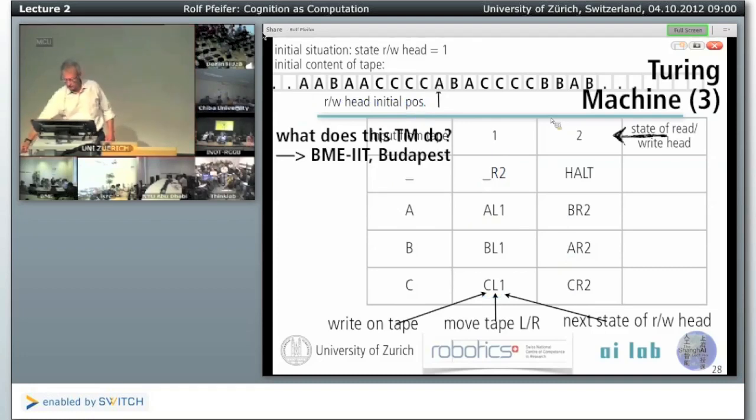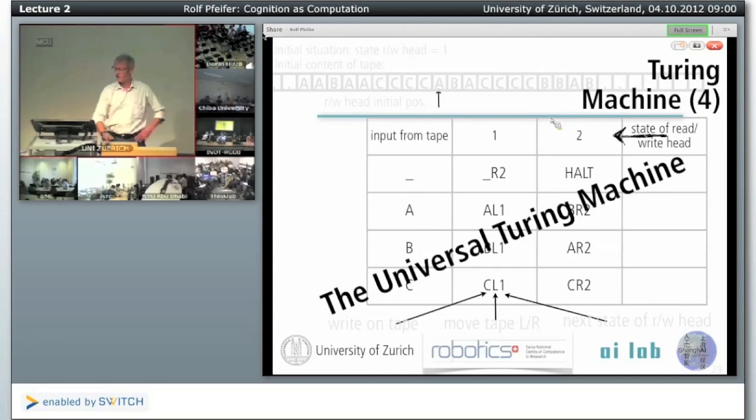Now, what's interesting about these Turing machines is there is something called the universal Turing machine. That's basically a machine that can simulate any other Turing machine. So it's the only machine that we ever need to consider, and that's the nice thing about theoretical computer science. Everything can be done by studying one single machine, because this machine can simulate any other machine. So what holds for this machine will hold for all the other machines. That's why this concept of a Turing machine is extremely powerful.